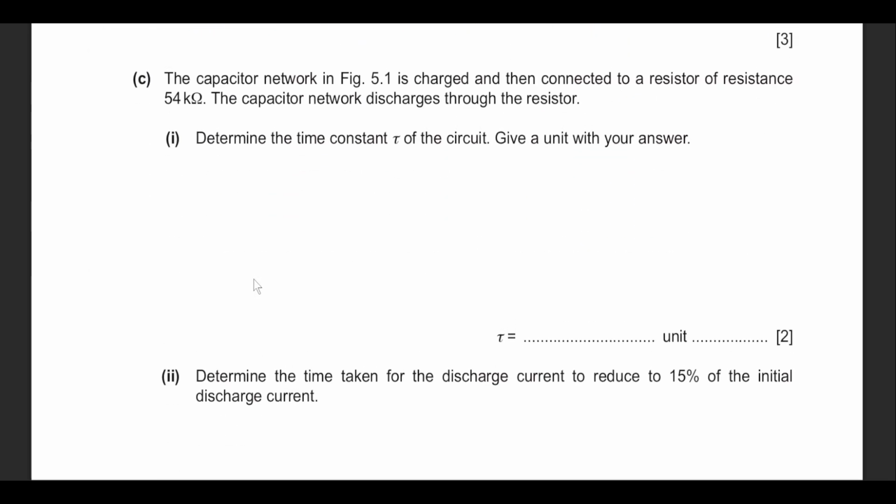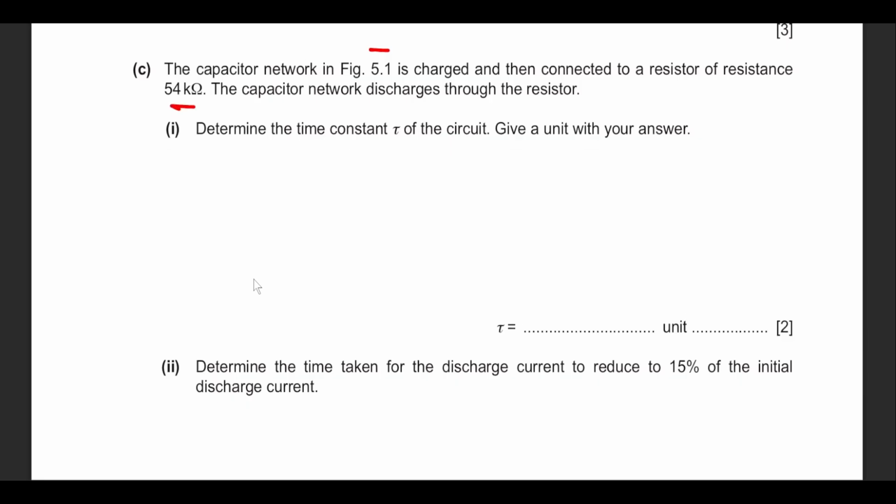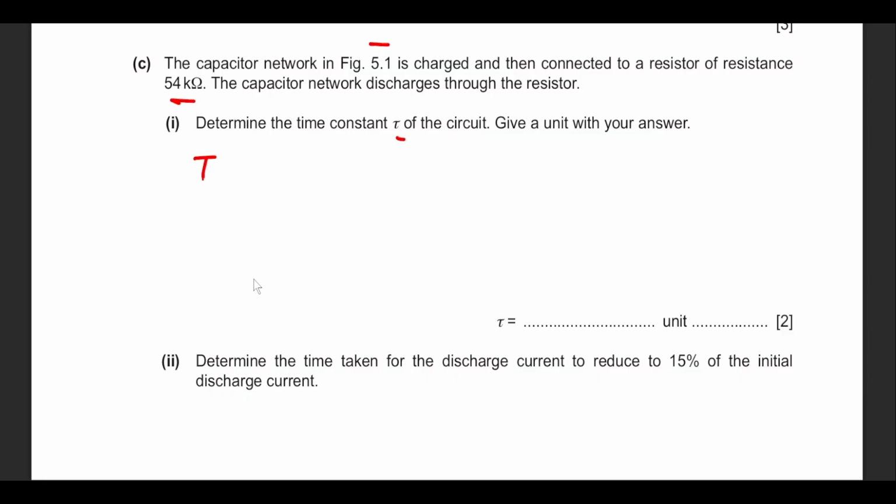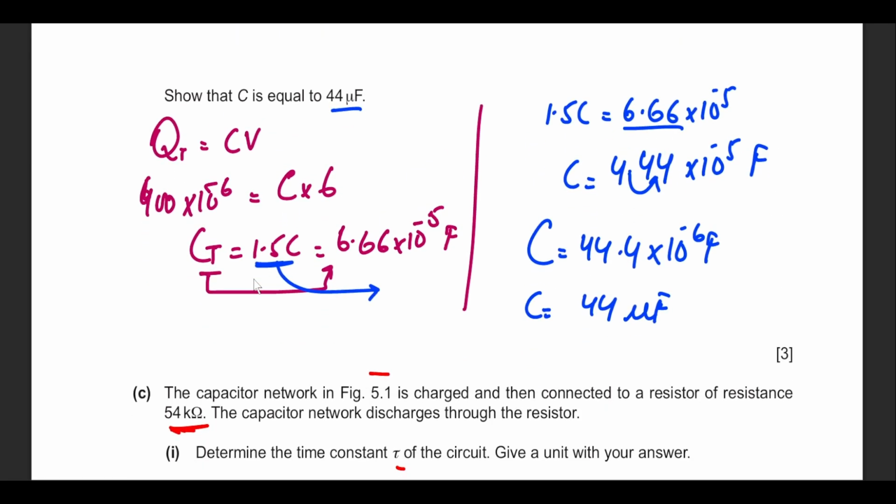Then he says the capacitor network is charged fully and then connected to a resistor of 54 kilohms. Determine the time constant in the very basic form. Time constant is RC. Time is what we don't know. Resistance is 54,000 because this is 54 kilo. The capacitance is very much so 6.66 into 10 raised to the power minus 5, because over here he's asked us about the single capacitor.